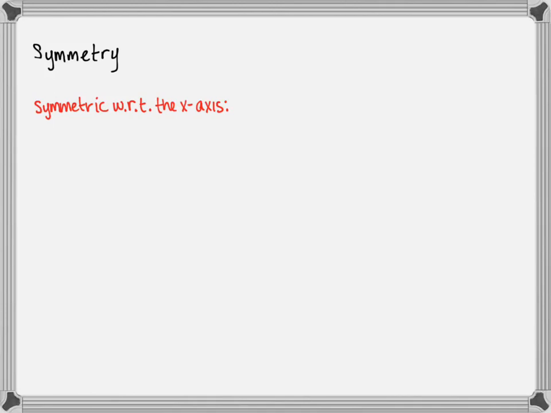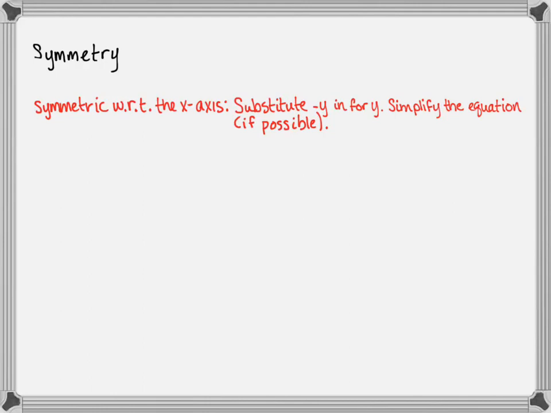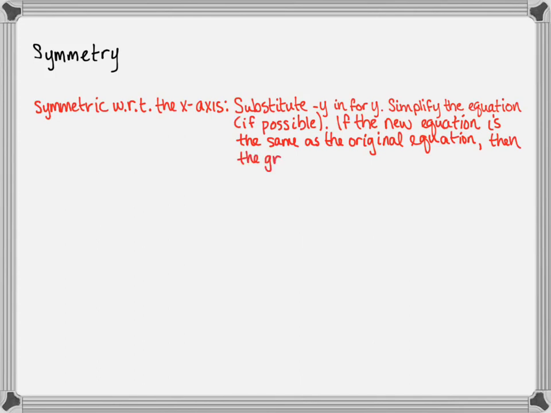First, symmetric with respect to the x-axis. For a graph that's symmetric with respect to the x-axis, we would substitute negative y in for y, simplify the equation if that's possible, and then if the new equation is the same as the original equation, then the graph of this equation is symmetric with respect to the x-axis.